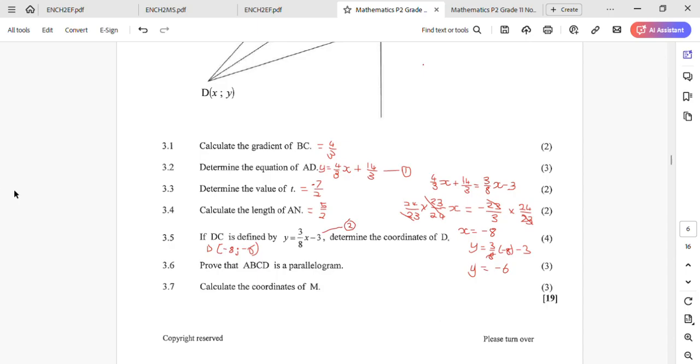So final values. No, I'm tired, guys. I'm tired.